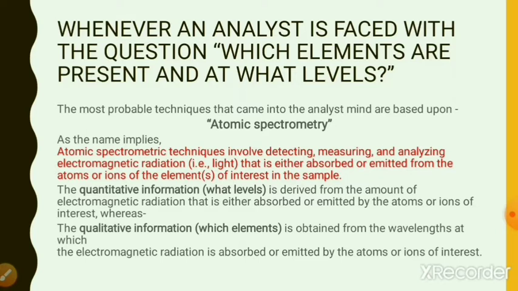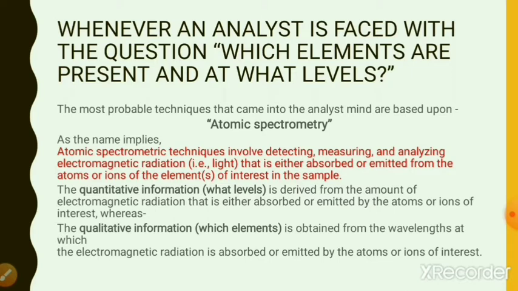As the name implies, atomic spectrometric techniques involve detecting, measuring and analyzing EMR that is either absorbed or emitted from the atoms or ions of the elements of interest in the sample. The quantitative information, meaning at what level any ion or atom is present, is derived from the amount of electromagnetic radiation that is either absorbed or emitted by the atom or ion of interest, whereas the qualitative information, which type of element is present in the sample, is obtained from the wavelength at which the electromagnetic radiation is absorbed or emitted by the atoms or ions of interest.